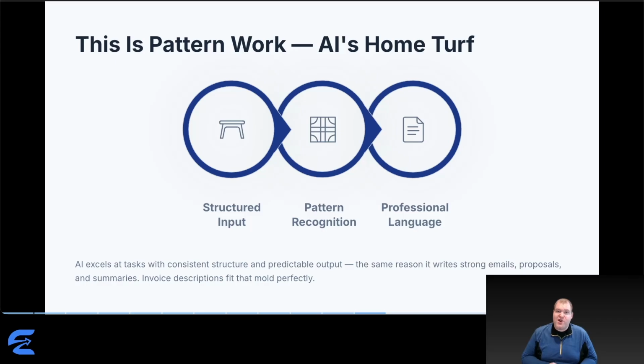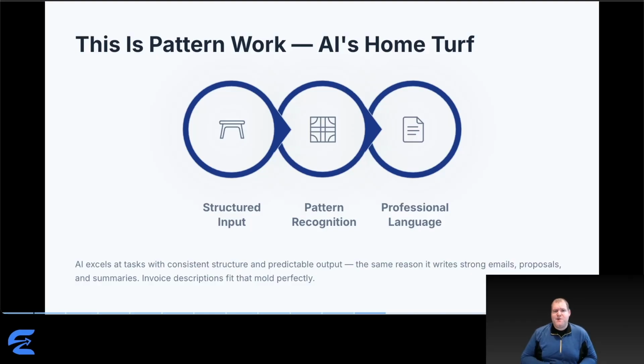Invoice descriptions are a strong fit for AI because the task is structurally identical every single time. You have raw information about work performed. It needs to follow a consistent professional format. The output has to be readable to someone who doesn't know your trade. That's a pattern. AI has processed enormous amounts of professional business writing and has a strong signal for what client-facing language looks like across industries and project types.